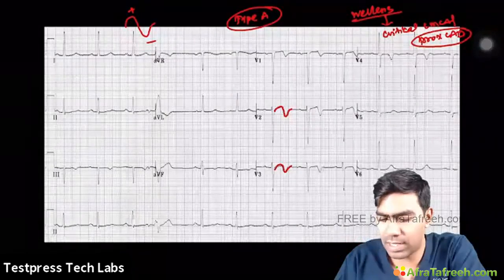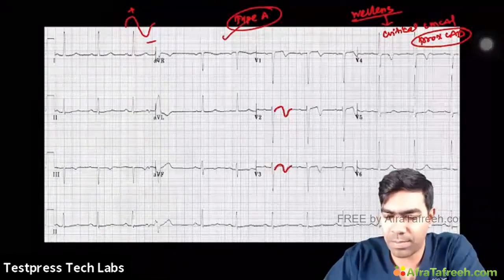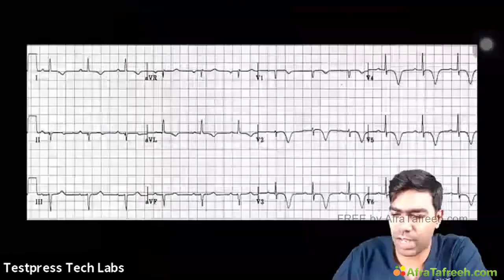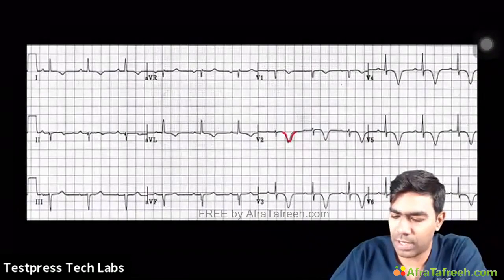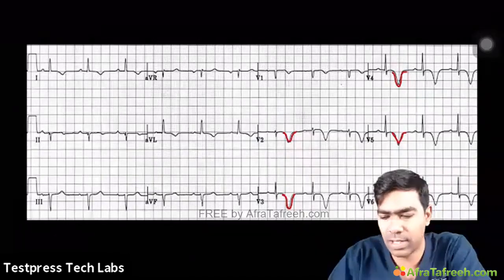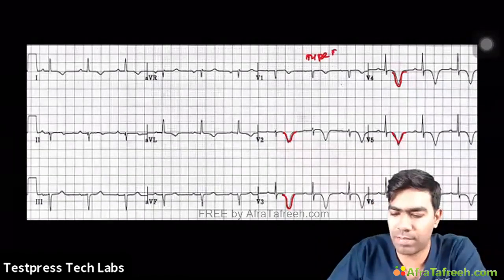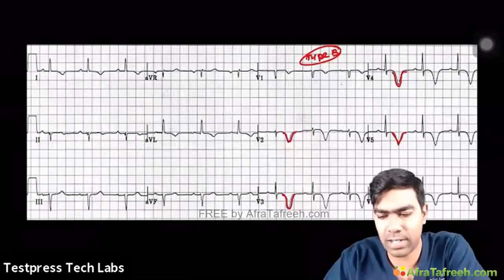Wellens always indicates a critical LAD occlusion. They'll go for STEMI in a short while. So this is a type A Wellens pattern. Then we have another type, the type B Wellens pattern. In type B Wellens, you will see this kind of deep symmetric T wave inversions. If you have this kind of deep symmetric T wave inversion in the precordial leads, especially from V2 to V6 or V1 to V6, that is suggestive of a type B Wellens. And that is also a sign of a critical LAD occlusion, or a critical stenosis of the proximal left anterior descending artery, where the patient is about to go for a major event.